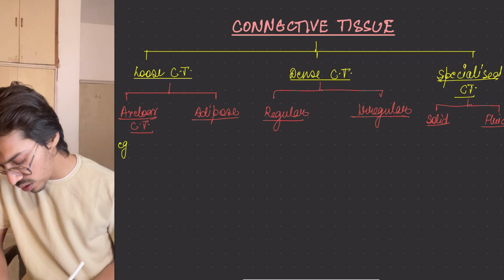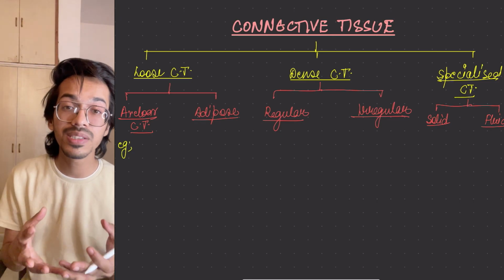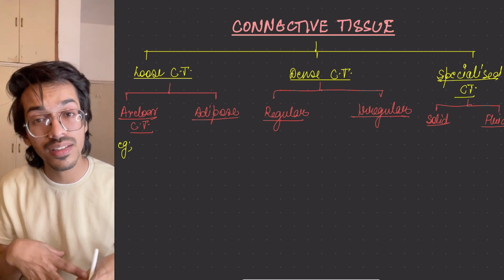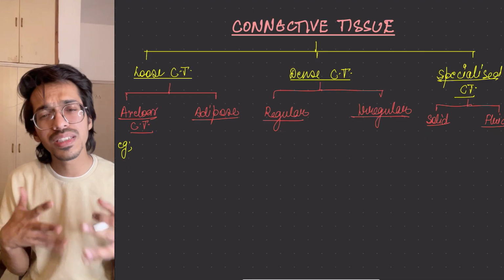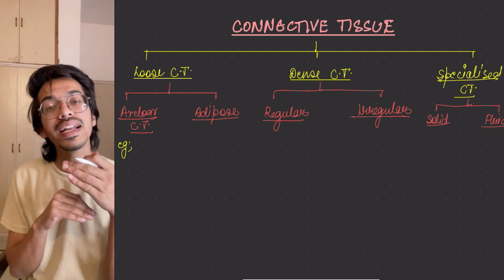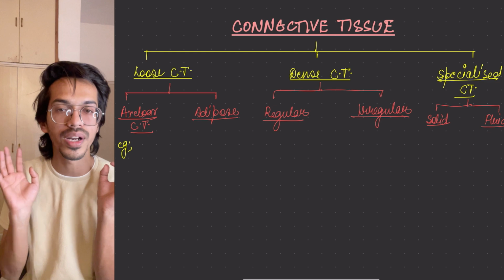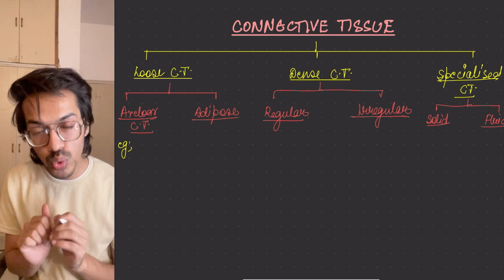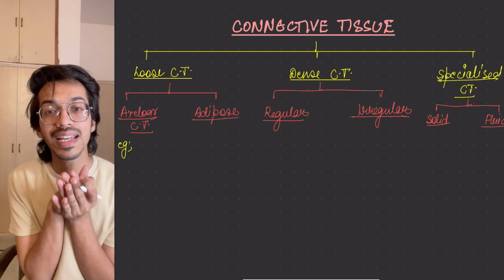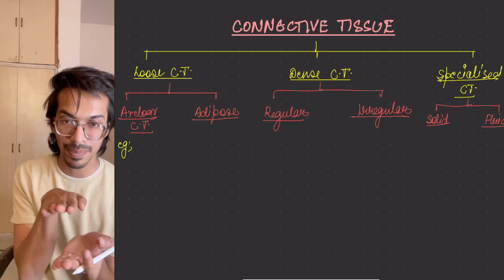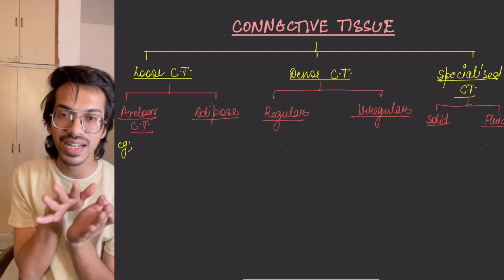The areolar connective tissue is present beneath your skin. This loose connective tissue is present beneath your skin, first of all, and it is a connective tissue, which means it connects two different tissues or two different organs. In loose areolar connective tissue, this is present in between your epithelium and the muscles. So it means the connecting tissue.